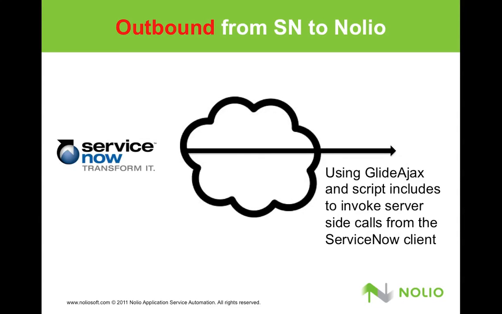So welcome to the second part of creating outbound calls from ServiceNow to Nolio. In the first chapter I covered creating the SOAP message stub. I'm going to show you a method of making calls from ServiceNow to Nolio using something called Glide Ajax, which is a server-side object. We're going to be using a mechanism in ServiceNow called script includes and then make that callable from the client, which will be the third and last part of the outbound how-to video series.